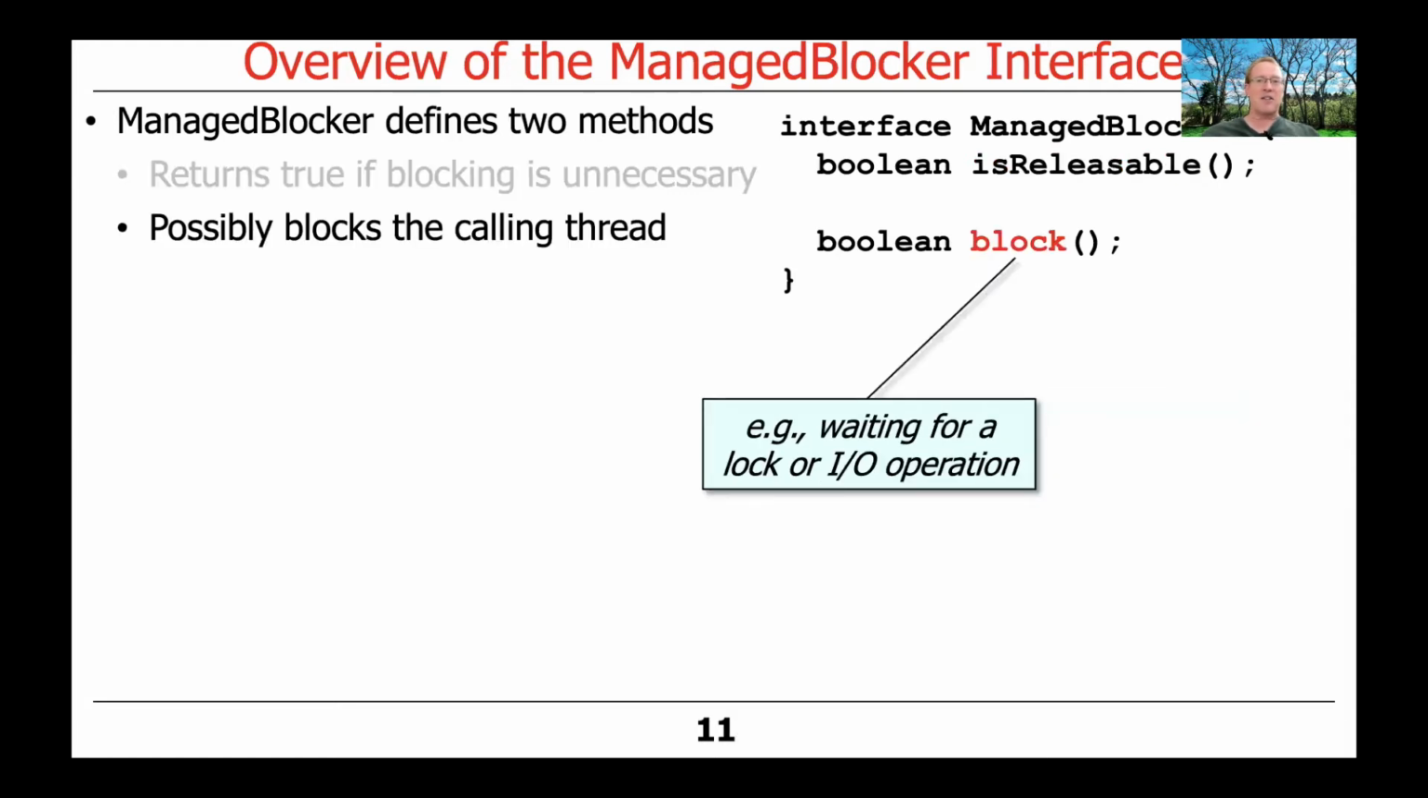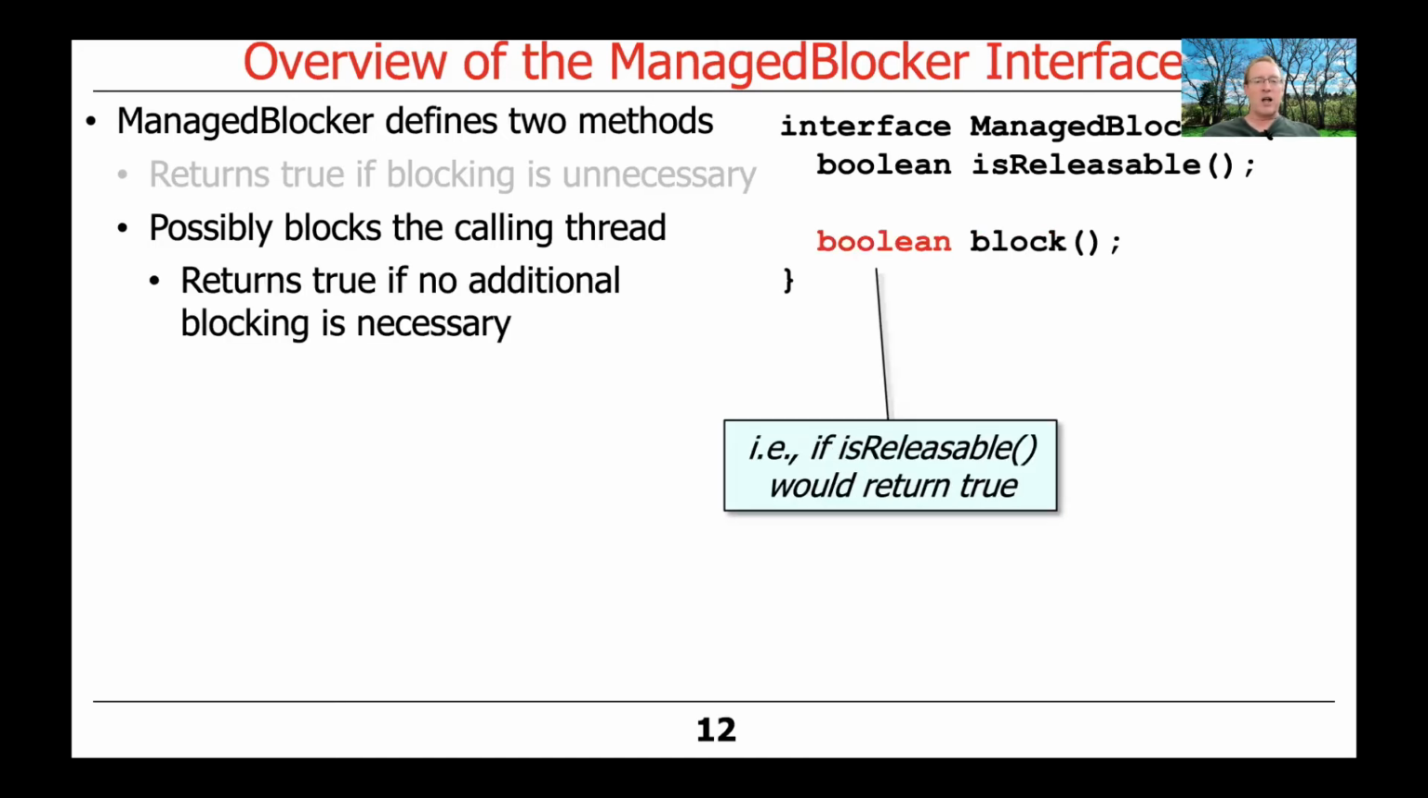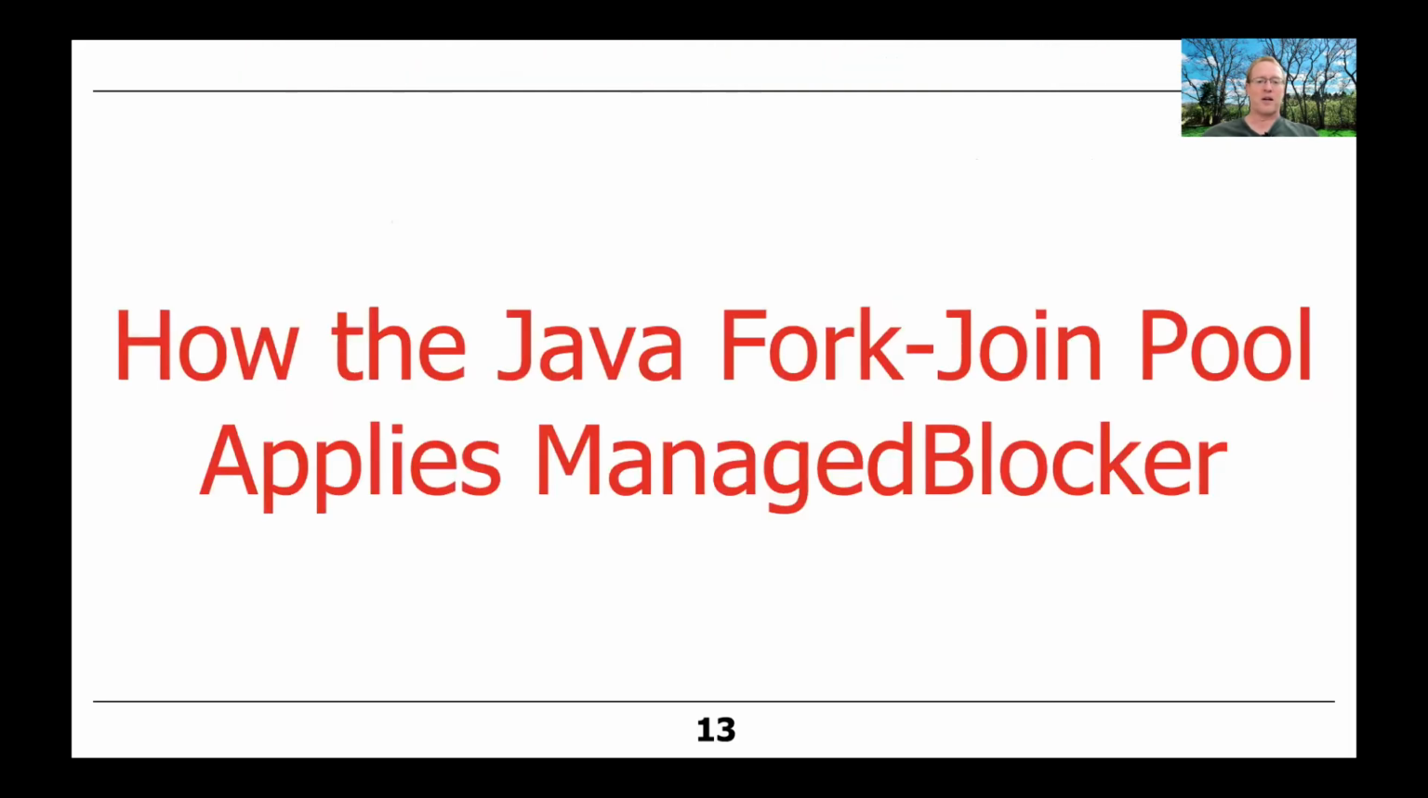And then the second method, which is really the one that does the work, is called block. And this potentially blocks the calling thread, for example, to wait for an IO operation to complete, like downloading an image from a server or writing a large file to disk or waiting on a lock. Block will return true if there's no additional blocking necessary. In other words, if isReleasable would return true, block can also return true.